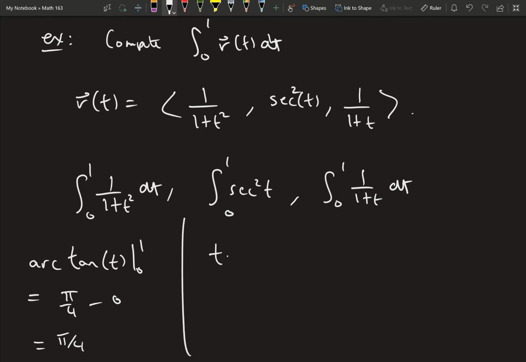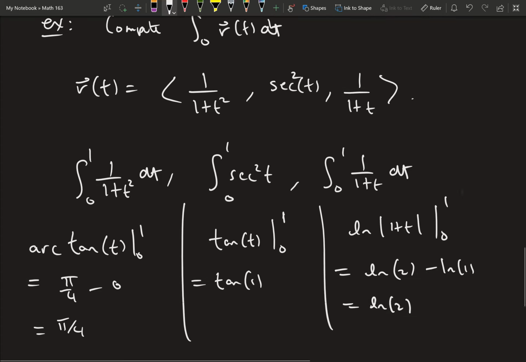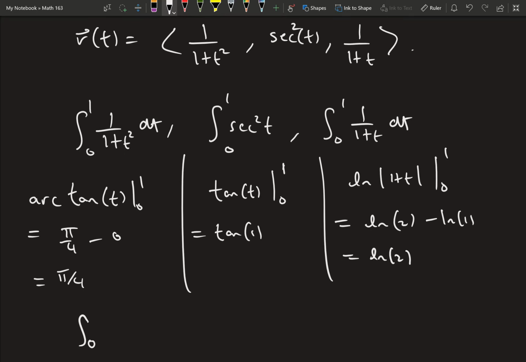For this one, we get the integral of secant squared of t from 0 to 1, which is just the tangent of 1, because tangent of 0 is 0. And here we get the ln of 1 plus t from 0 to 1. This is the ln of 2 minus the ln of 1, which is the ln of 2. And so the integral from 0 to 1 of r of t dt is pi over 4, tangent of 1, and the ln of 2.